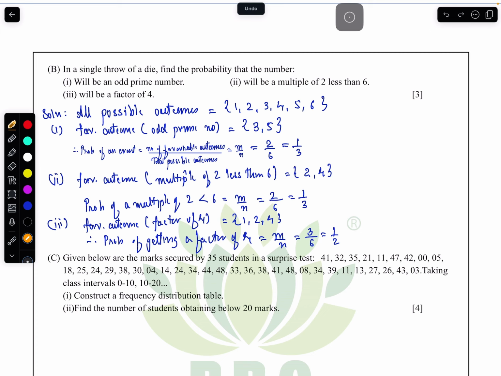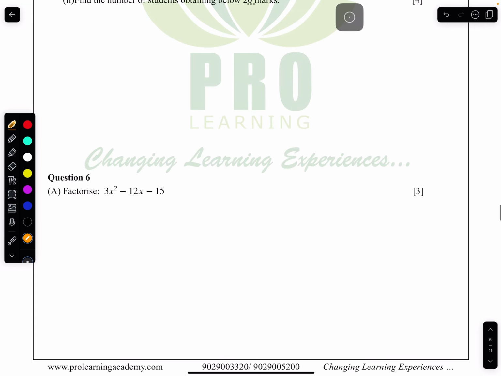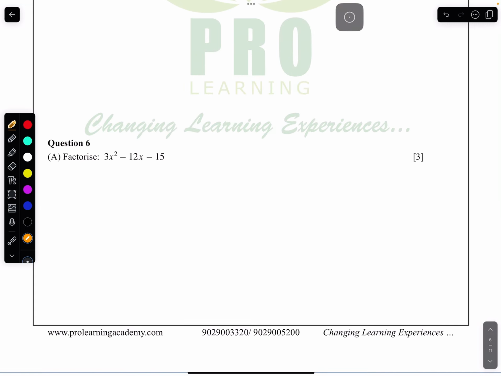The first answer, so our first answer is here, the second answer is here, the third answer is here. We move ahead. Before we come back to this question, let's move on to another question, and we'll come back at the end so that we could save time.